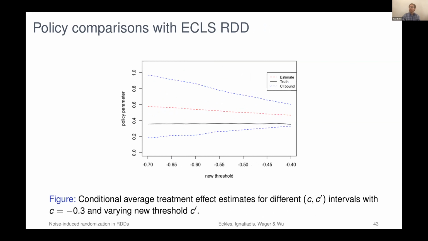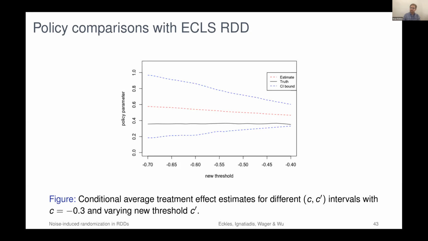Similarly, we can also estimate these kinds of policy comparisons where we can contemplate changing the threshold from C to C prime, where the new threshold is given on the x-axis here. So we estimate this conditional average treatment effect for units that have the running variable between C and C prime. And again, we see that our estimates and confidence intervals are covering the truth, that here we can just estimate actually simply as an average of the treatment effects within each of these intervals.